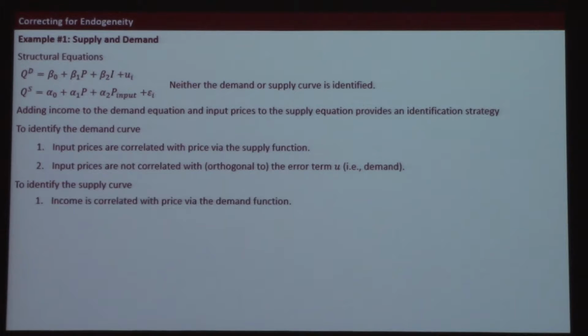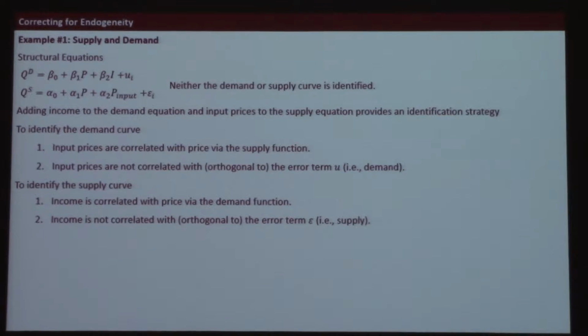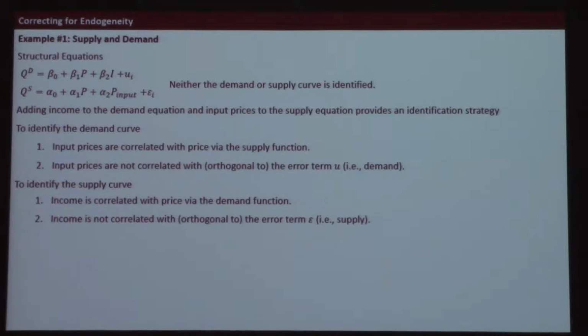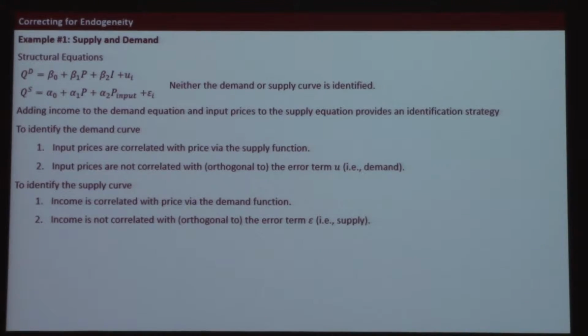If we were going to identify the supply curve, we can use income. Is income correlated with price? Yeah, through the demand curve, we know that as income increases, it's going to affect price. Does income belong in the supply curve? No, it belongs in the demand curve. So income is probably correlated with price, and it doesn't belong in the supply curve. So we can use that to identify the supply function.